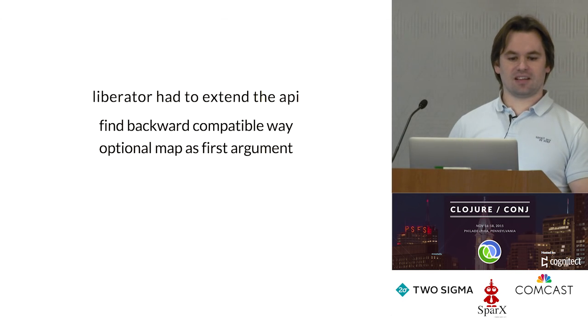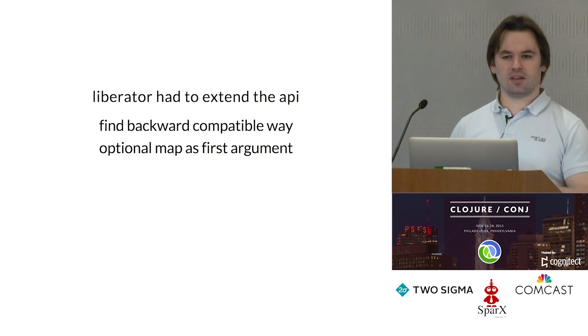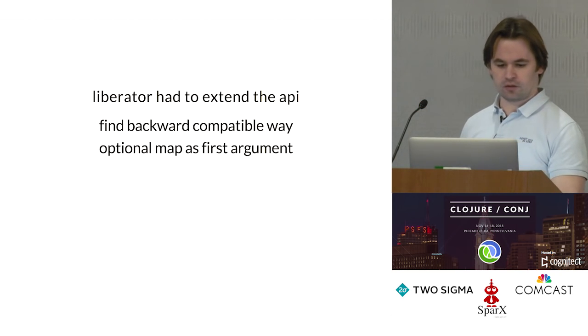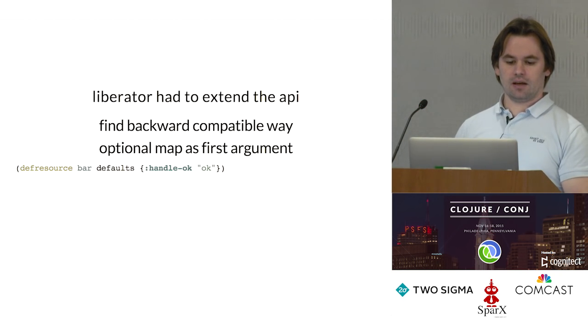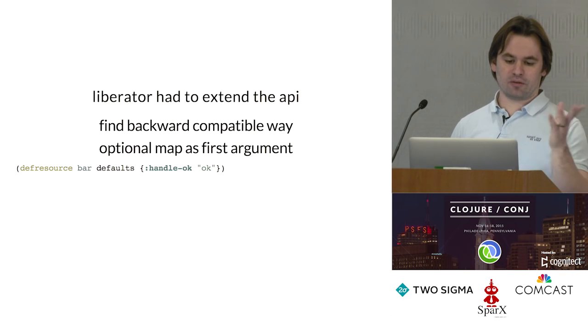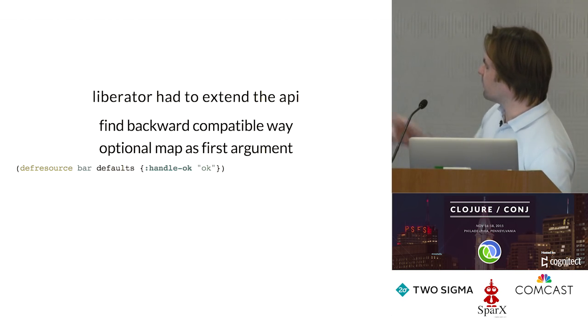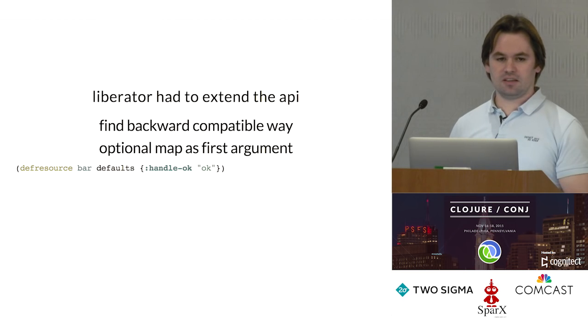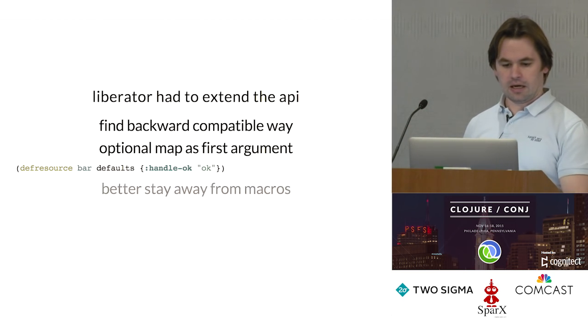So Liberator does one thing. It introduced an optional map as the first argument. So in case the first argument to the defresource call is, or in this case, the second argument, the first one for defresource is the name, but the second one, if it's a map, in this case defaults, then all the other values get merged into it.